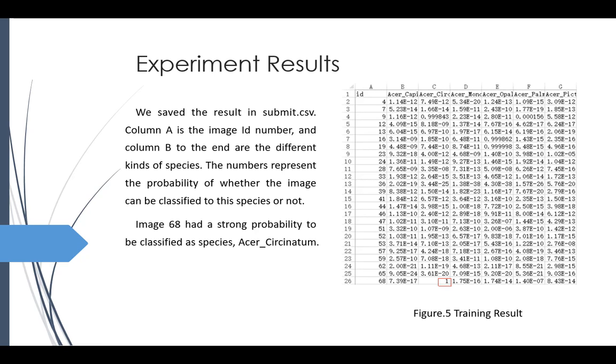Look at figure 5. You can see that column A is the image ID number, and columns B to the end are the different kinds of species. The numbers represent the probability of whether the image can be classified to this species or not. And we can see that in the red rectangle, image 68 had a strong probability to be classified as species Acer 39.